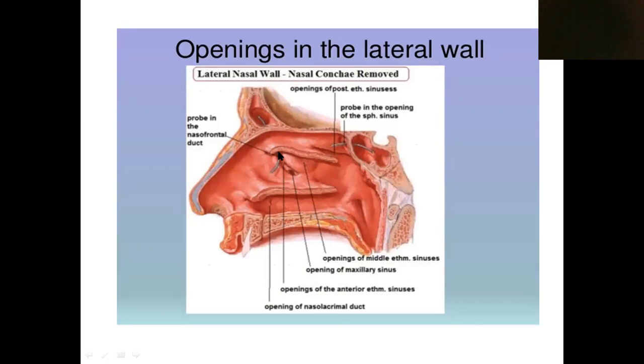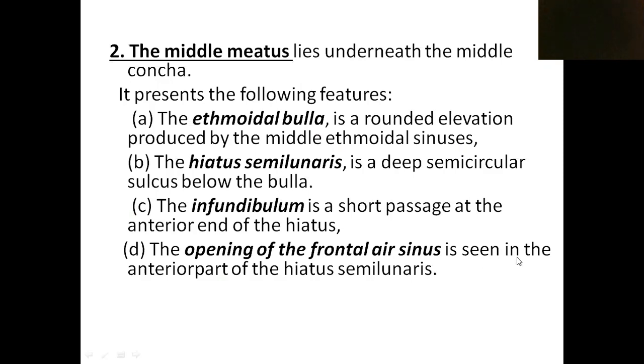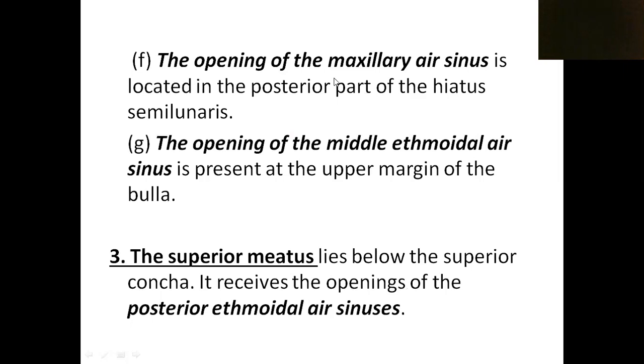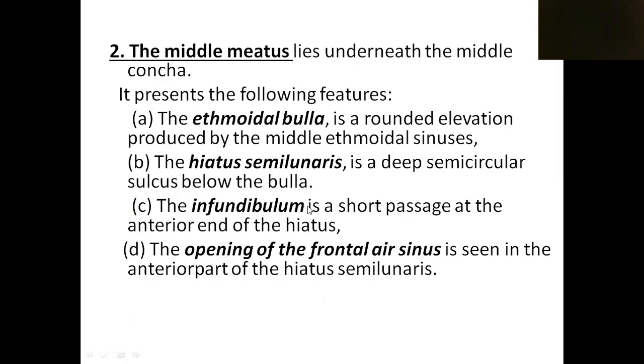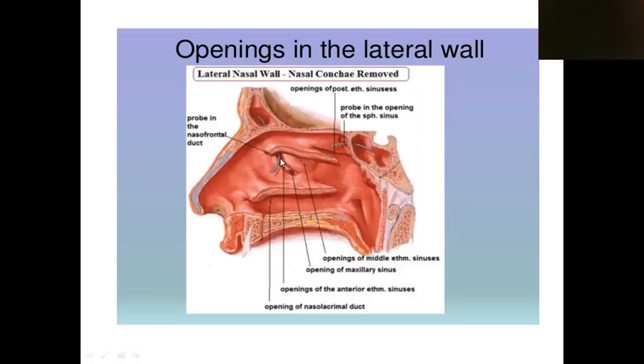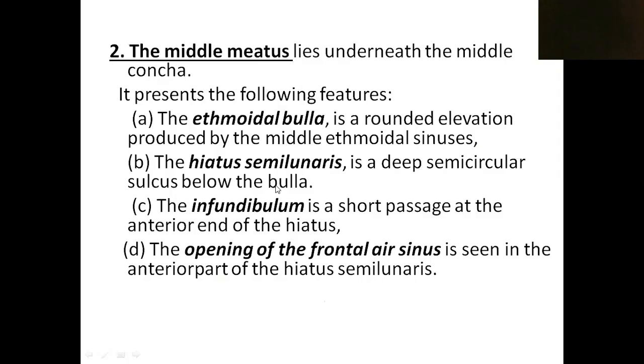One is the opening of the frontal air sinus, seen in the anterior part of the hiatus semilunaris. Then the opening of the maxillary air sinus is located in the posterior part of the hiatus semilunaris. See, this is the posterior part, and there also we can see one opening. This is the opening of the maxillary air sinus. From the anterior part, frontal air sinus; posterior part, maxillary air sinus; then in the middle part, anterior ethmoidal air sinus.